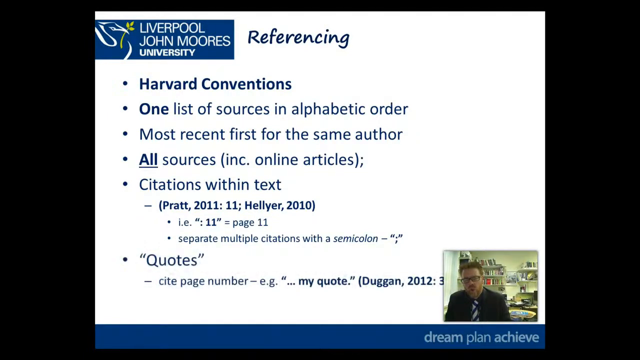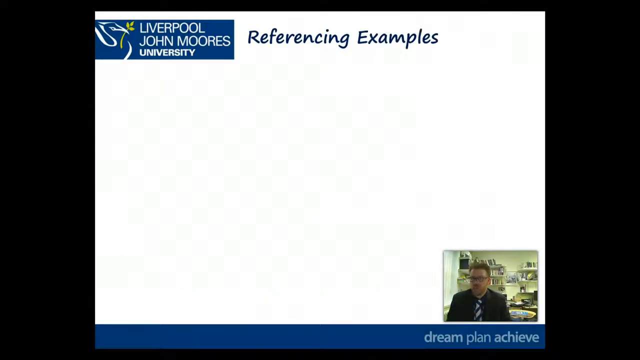And when you are making quotes, you must make sure that you cite the page number. So the example there shows Duggan, 2012, colon 3. Now you'll see elsewhere that it might have pp or p then the page number. That's fine. The colon is just one way of showing that you're citing a specific page number.